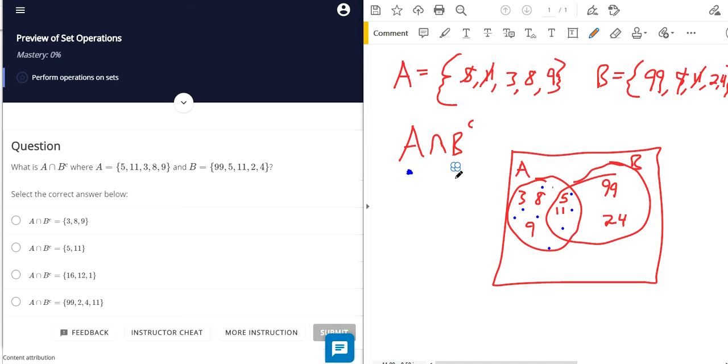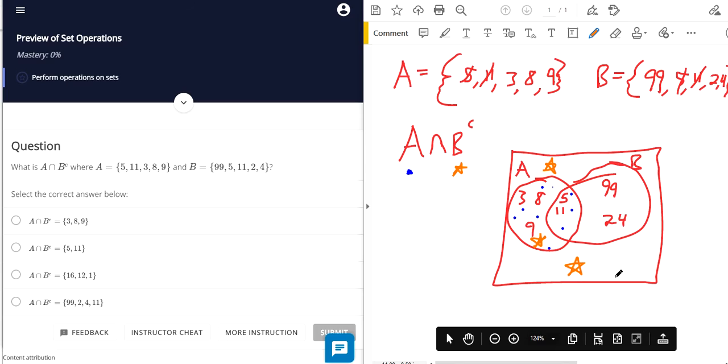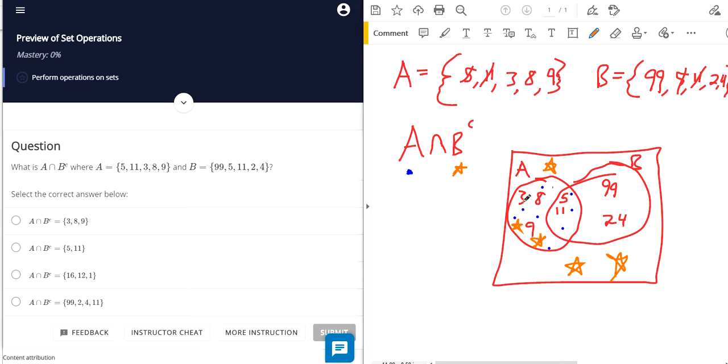And then for B complement, I'm going to put stars. So B is the circle on the right side. So here's a star, because that's B complement. That's everything that's not B. B complement means basically not the set B. This is B complement out here. This is still B complement over here. Where do they intersect? Where do the blue dots and the orange stars cross? They cross at the set of 3, 8, and 9.